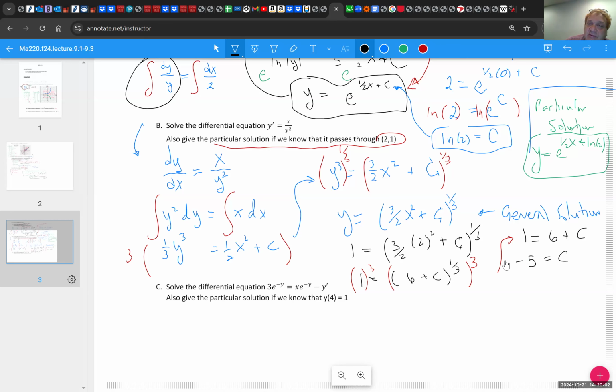And so my particular solution would have C equals -5. So I write out my general solution, but then I put in the -5 for C. There's your particular solution.